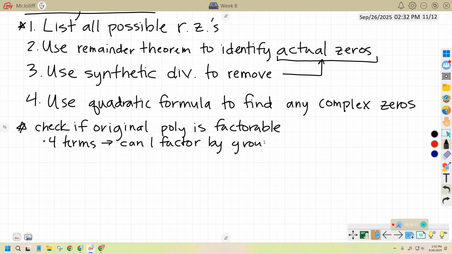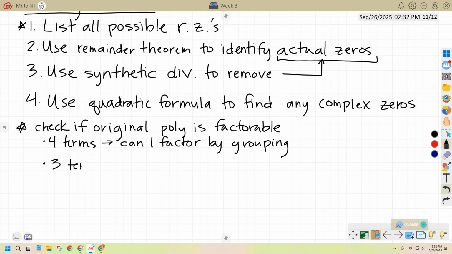And we saw that in our warm-up today. Right? First 2 terms together, I could pull out an x squared. Second 2 terms together, I could pull out a -6. Or no, sorry, take out -3.